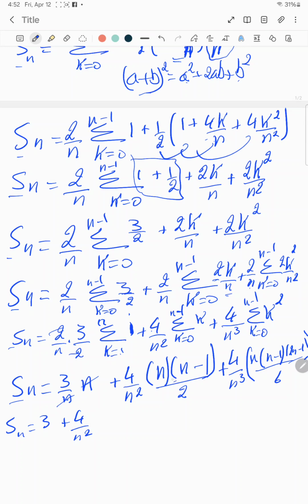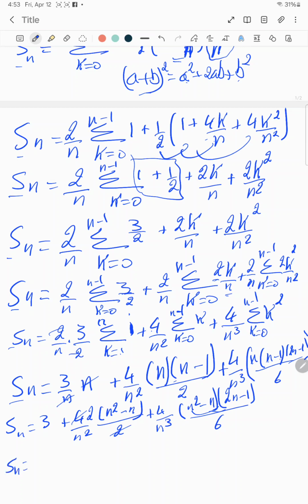And here I want to distribute this n inside. It becomes n2 minus n divided by 2. But here and here, this will become 2 here. Plus 4 over n3, and I will distribute first the n, which we did here. n times n minus 1 becomes n2 minus n, and I will multiply this by 2n minus 1 divided by 6. Now I will do the calculation of the two parentheses here.